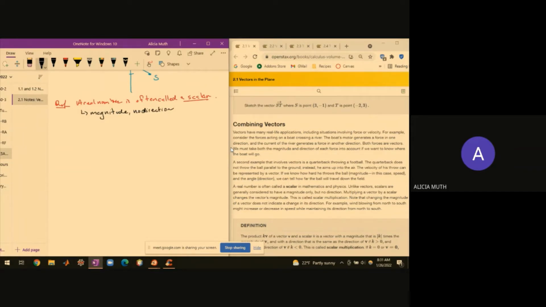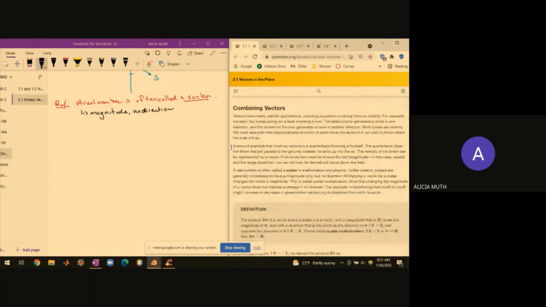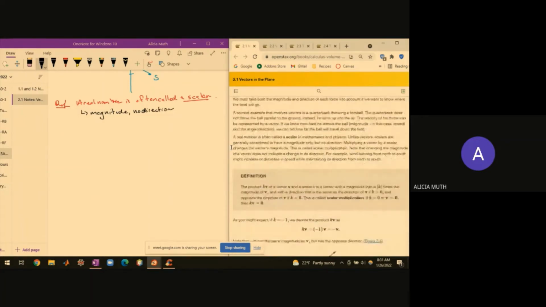Changing the magnitude of a vector does not indicate a change in its direction. For example, wind blowing from north to south might increase or decrease in speed while maintaining its direction from north to south. So just a note, which is that changes in magnitude do not automatically mean a change in direction.